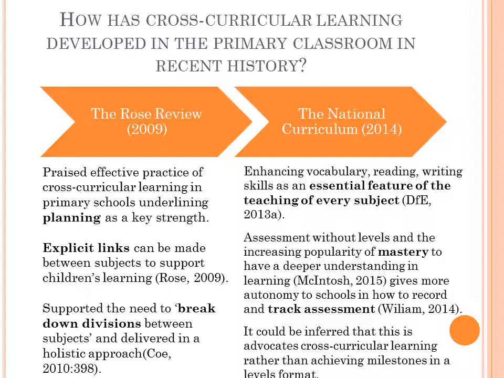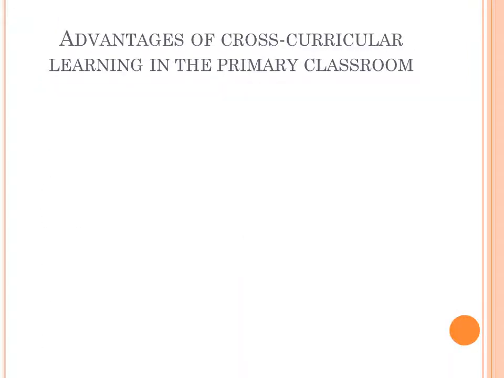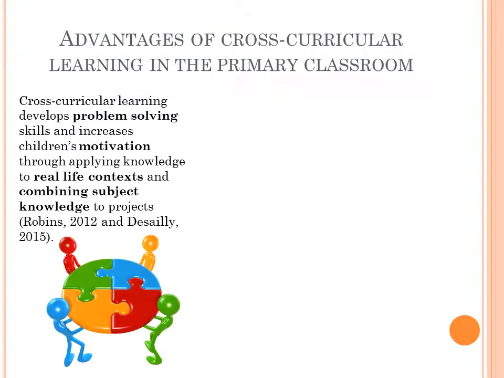Assessment without levels and the increasing popularity of the term mastery to have a deeper understanding in learning, as explained by McIntosh 2015, gives more autonomy to schools in how to record and track assessments, as explained by Wiliam 2014. Therefore, it could be inferred that this advocates cross-curricular learning, rather than achieving milestones in levels and sub-levels format. Using a flexible cross-curricular assessment style to showcase children's learning to their highest potential. The presentation will now consider the advantages of cross-curricular learning in the primary classroom.